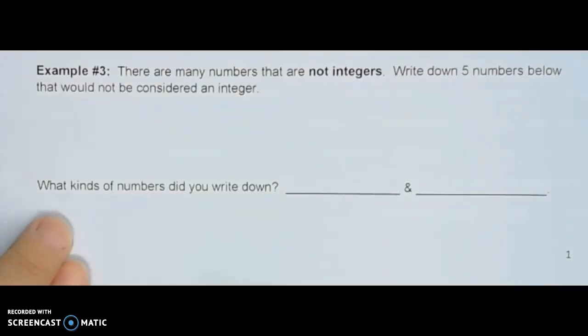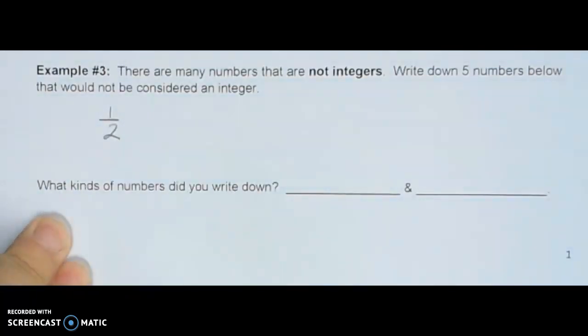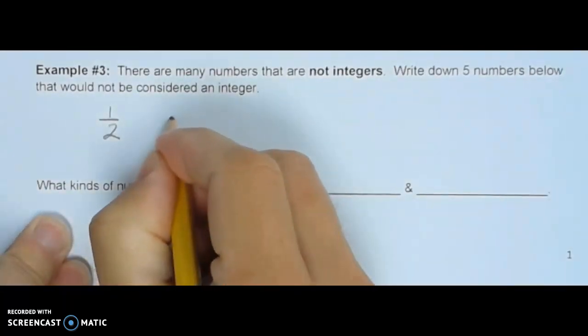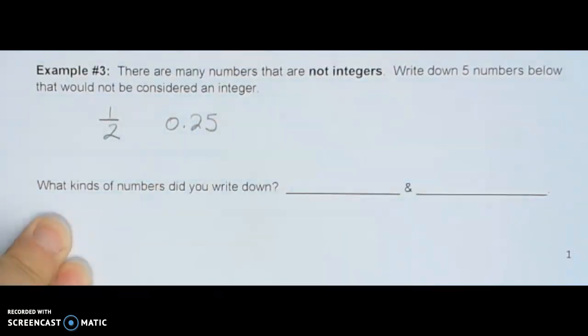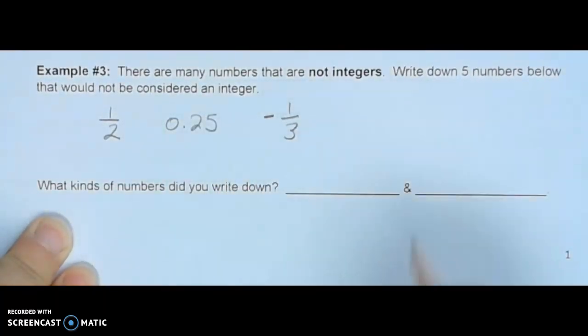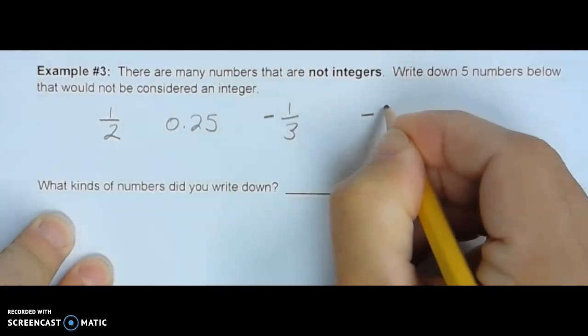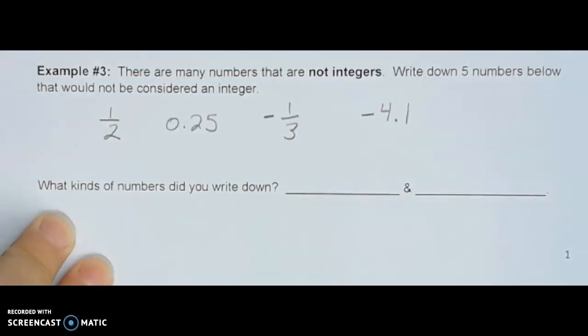Okay, well, for me, I can think of a number like 1/2. That's not an integer. Or maybe it's a decimal, 0.25. That's not an integer. Okay, or I can even make them negative, like -1/3. That wouldn't be considered an integer. Okay, maybe I've got a negative decimal. Maybe it's -4 and 1/10. Okay, that would not be considered an integer.